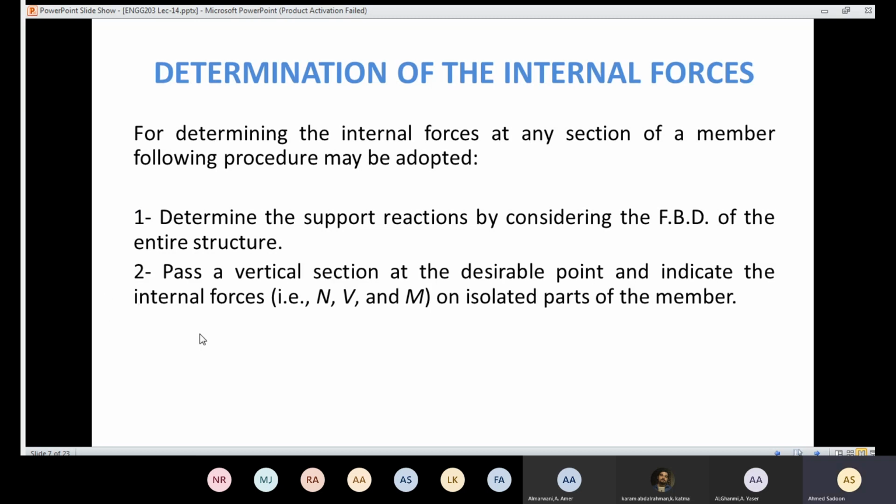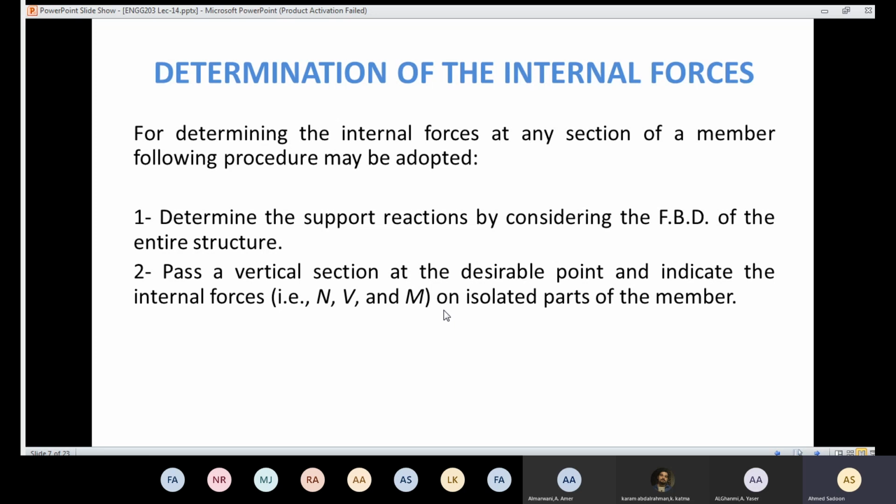Then in step 2, we are going to pass a vertical section. The question is going to be like calculate the internal forces at a certain point. Then I'm going to pass a vertical section at the desired point, and then I'm going to show all the internal forces using the sign convention like I just mentioned in the previous slide. Then you are going to have isolated parts. You are going to take either the left part or the right part.